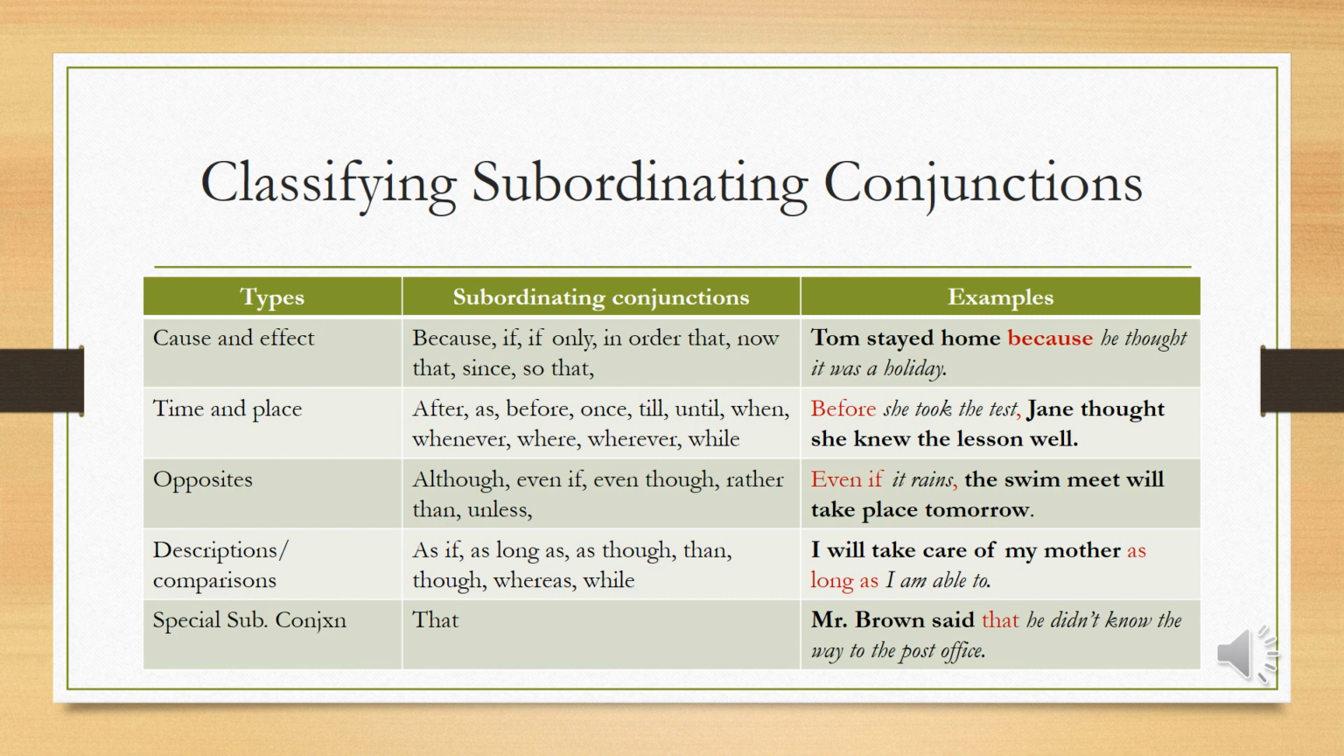Opposites. Now, you may not think of it as opposite. If you think about it carefully, it is opposite. You say although. If you say although something, then something else, that really means you're going to do the opposite of it. Even if it rains, the swim meet will take place tomorrow. So if it rains, normally you're thinking of the swim meet being cancelled. But here's the even if, meaning that it will not be cancelled, it will still take place.